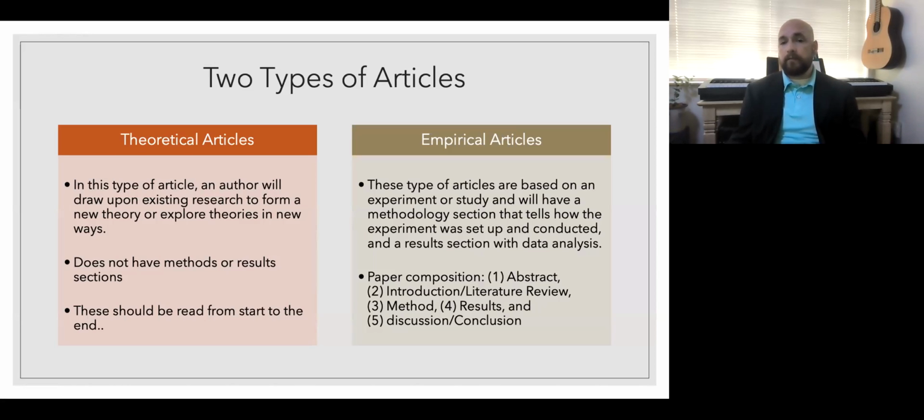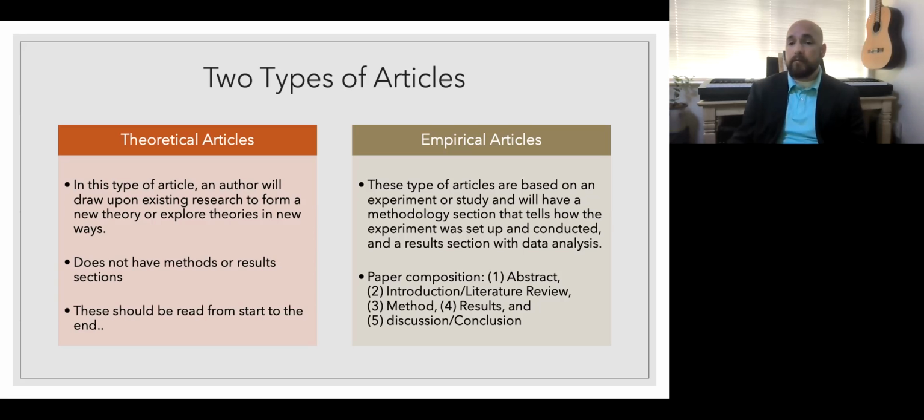Now let's shift gears for a bit and learn how to read academic research articles. First, you need to know that there are 2 types of research articles, theoretical and empirical. Theoretical articles are those that draw upon existing research and do not analyze any data. A way to easily find out if this is a theoretical research article is by quickly skimming through the pages and looking for a methods or results section. Theoretical articles don't have these sections.